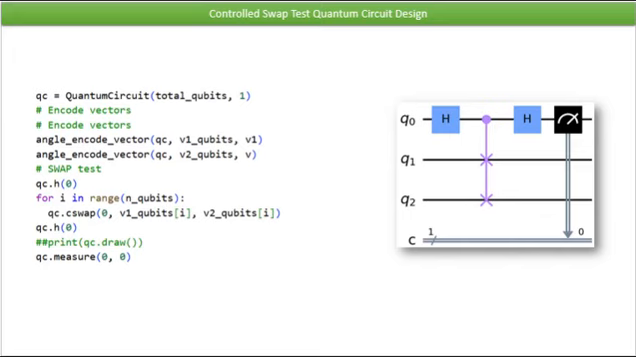For each dimension of our encoded vectors, we apply qc.cswap(0, v1_qubits[i], v2_qubits[i]). These are Fredkin gates, or controlled swaps. If the ancilla is in state |1>, the corresponding qubits of the two sentence states are swapped. If the ancilla is |0>, nothing happens. This interference process is what allows the circuit to detect how similar the two states are.